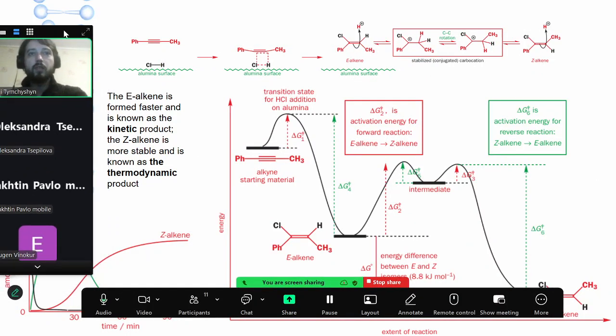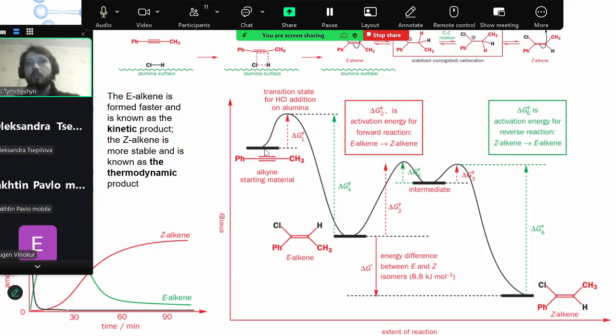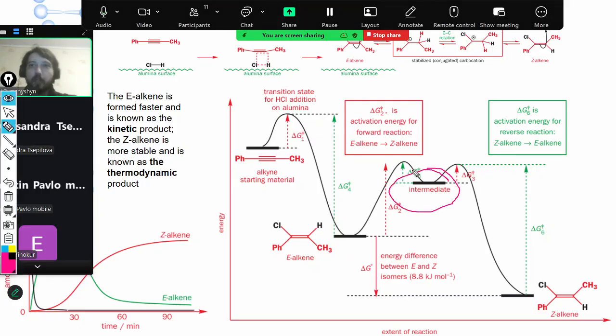One more example, some sort of E-alkene and Z-alkene. Here you see this reaction. It's performed on an alumina surface. Well, let's disregard the details. I want you to see this nice plot. You see here an intermediate, and from this intermediate you can go in both directions, to the left or to the right, and you have Z-alkene on the right and E-alkene on the left. And E-alkene is basically produced as the first step when you overcome this transition state.